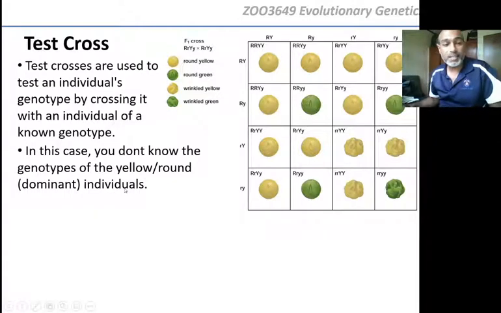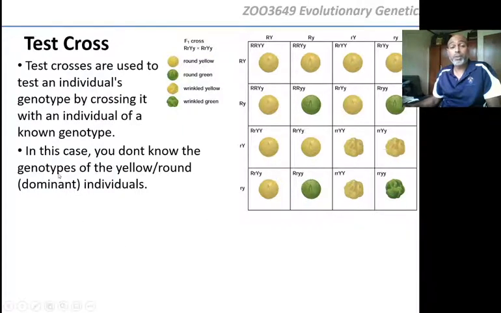Okay? In this case, you don't know the genotypes of the round yellow dominant individuals. Say, for example, you didn't know the genotype of this guy here. You could see the phenotype, but you didn't know the genotype, because, for example, that's the genotype.